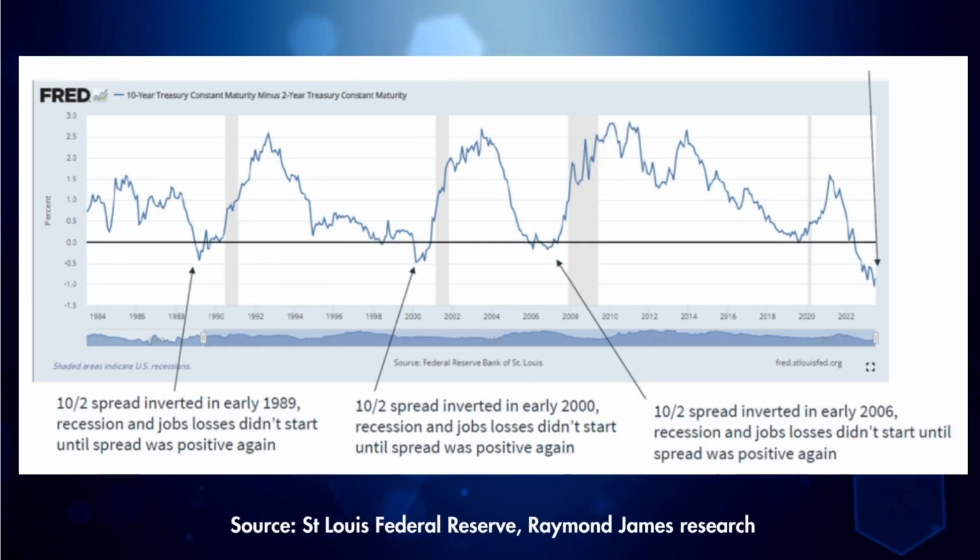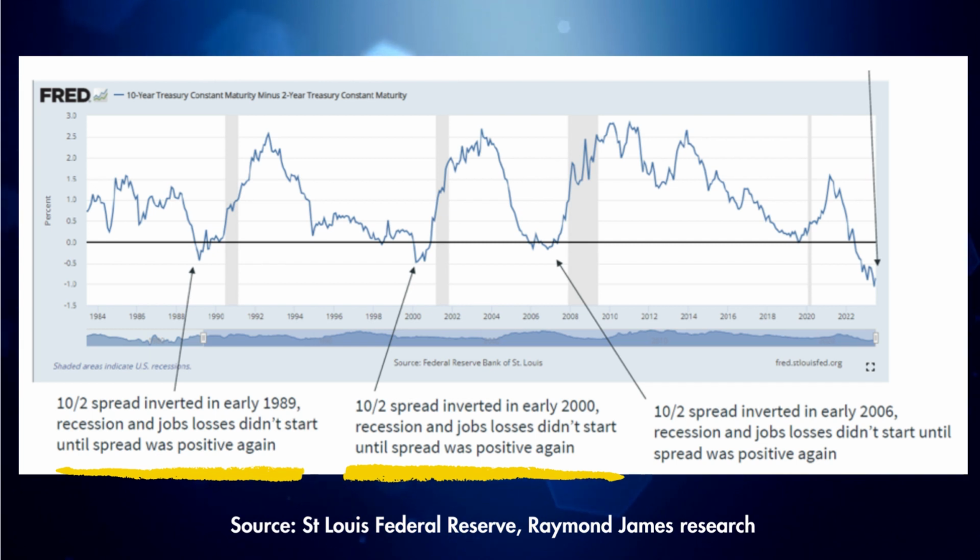So if we look at past normalizations of the yield curve, traditionally, as I said, it's short term rates fall. We saw this in 1989 when the yield curve was inverted. However, we saw that the recession and job losses didn't start until the spread was positive again. The same thing in the early 2000s, as well as 2006. Time will tell what happens in this current environment.